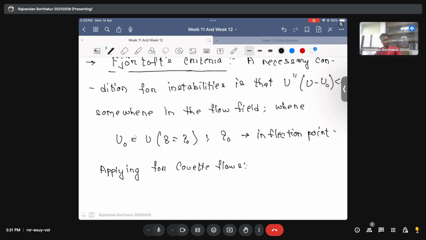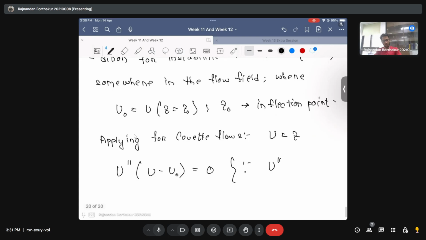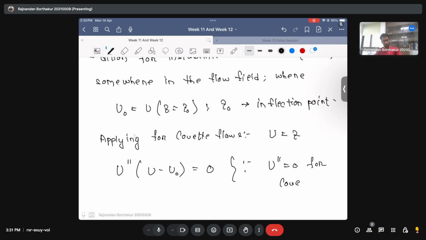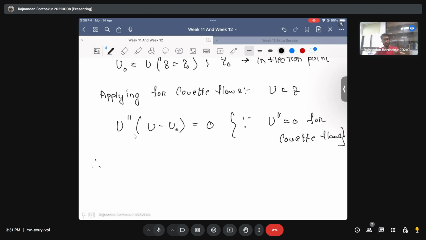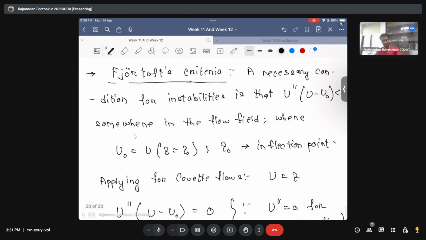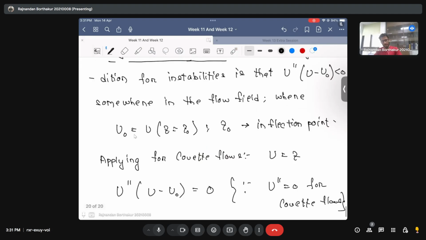If you evaluate this quantity for Couette flow, u double prime into u minus u naught, where you have u equal to z, this quantity comes out to be equal to 0. Why is this 0? Because we know that u double prime is equal to 0 for Couette flows. Since this term is 0, Jortov's criteria is not satisfied, because Jortov's criteria says that for instabilities this term has to be less than 0. But for Couette flows this is exactly equal to 0, which means Jortov's criteria is not satisfied.